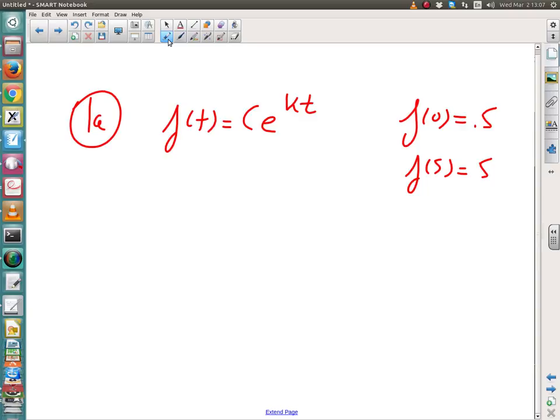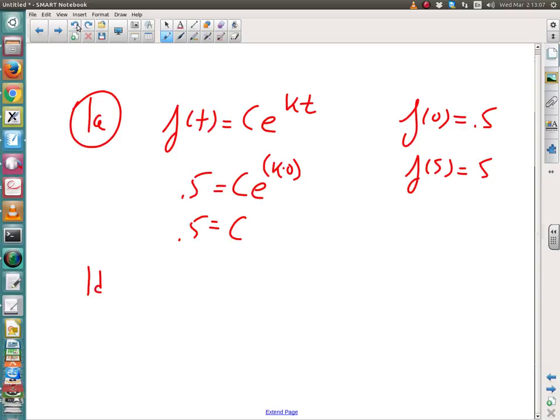All right, so what if we plugged in the first one? If f is 0.5 when t is 0, that's a nice way to start, because 0 times k is 0. You don't have to worry about the k anymore. E to the 0 is 1, and c is 0.5. All right, fine. Now, rewrite. That's how you found c. That's it, right? That's part A. All right, so c is 0.5, because it's C times e to the 0. All right, and e to the 0 is 1.